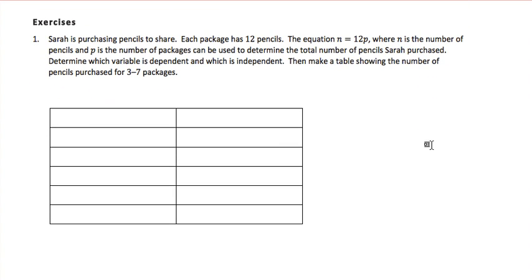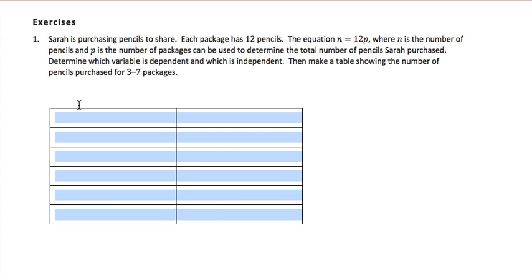Now our exercises are more practice, 4 more problems to practice the same type of situation. Exercise 1, Sarah is purchasing pencils to share, and each package has 12 pencils. The equation n equals 12 times p, where n is the number of pencils and p is the number of packages, can be used to determine the total number of pencils Sarah purchased. Our dependent and independent variables, remember, are going to be in the table the same way as we did in the past.